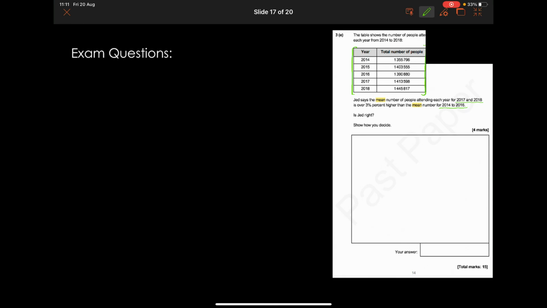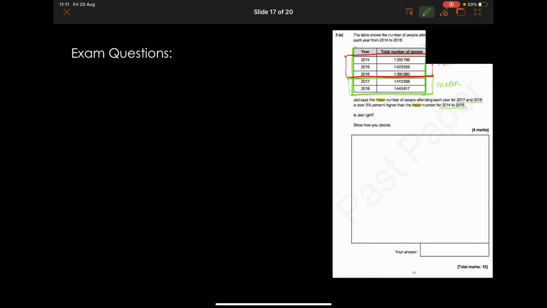Now, it might have been tricky for you to grasp what you're trying to find here. But what it's saying is that you've got 2017 and 18, which is this section, and then you've got 2014 to 2016, which is this section. So you've actually got to work out the mean of each one. Okay?